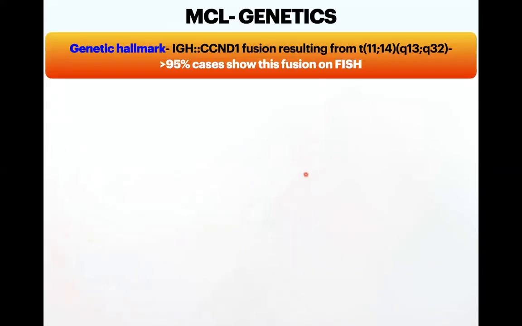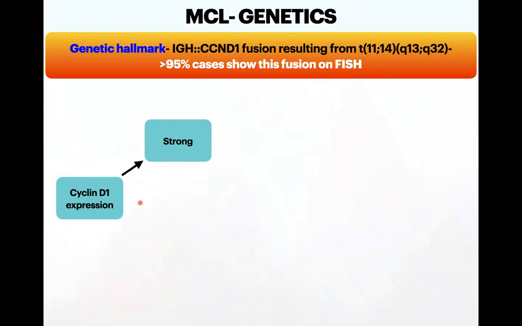So the genetics of mantle cell lymphoma: the genetic hallmark is IGH-CCND1 fusion resulting from the translocation t(11;14). That is a well-known fact. It's not the update. 95% of the cases show this fusion on FISH. What is important is this cyclin D1 expression. What are the new things that they have found in this? Like I said, risk stratification is improved. So based upon the cyclin D1 expression, it can be either strong or it can be negative. When cyclin D1 expression is strong, then it can be two things.